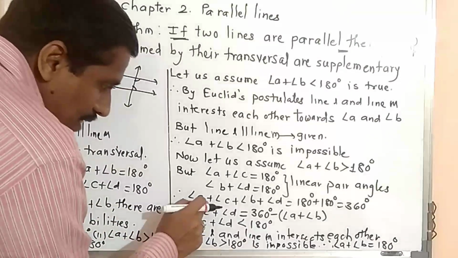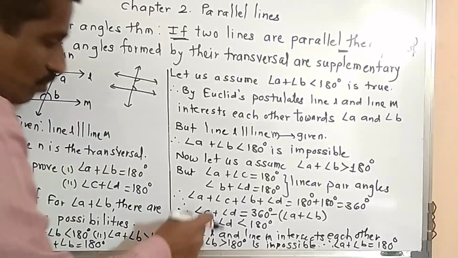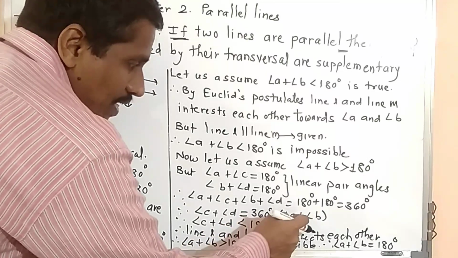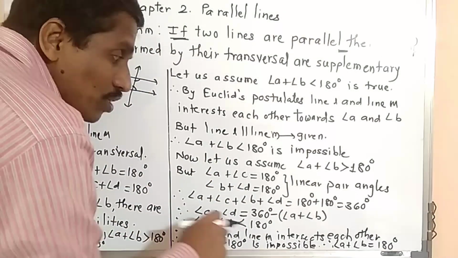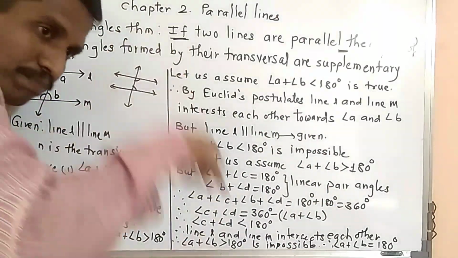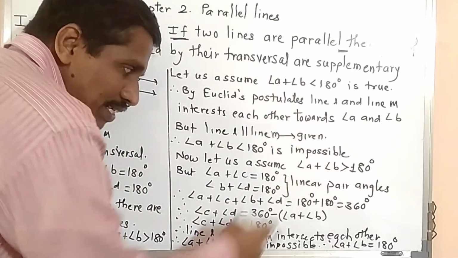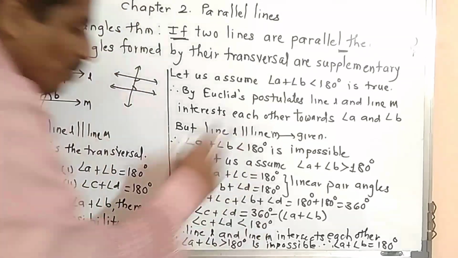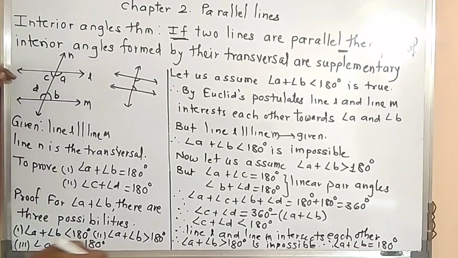Now, what will be angle C plus angle D? This A plus B I will transfer to the right hand side. So I will get angle C plus angle D is equal to 360 minus (angle A plus angle B). But what is our assumption? That angle A plus angle B is greater than 180. If I am subtracting from 360 a number which is greater than 180, definitely I will get a number which is less than 180, and therefore I will get angle C plus angle D as less than 180.